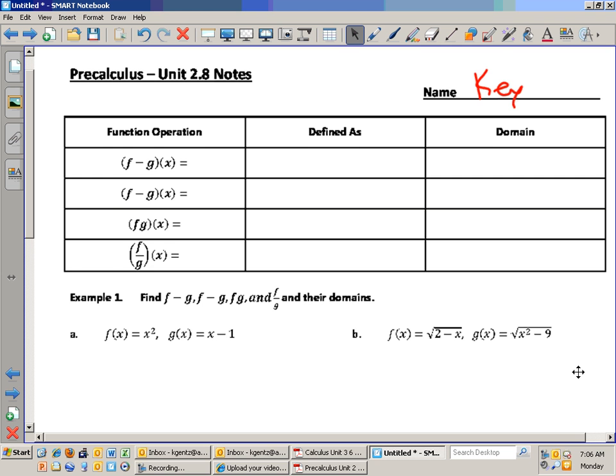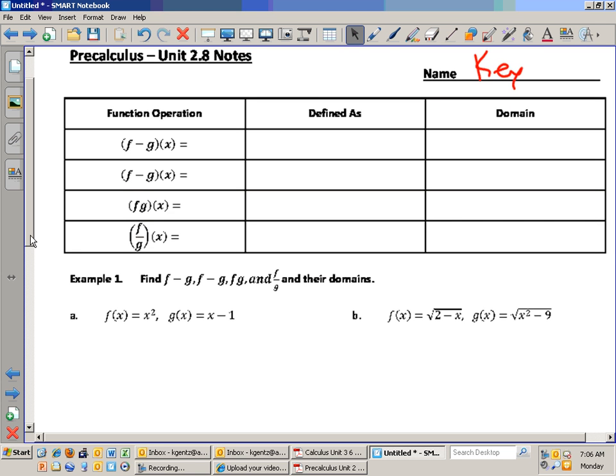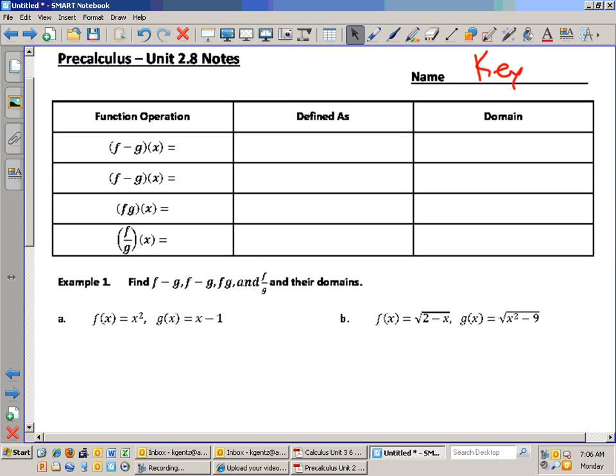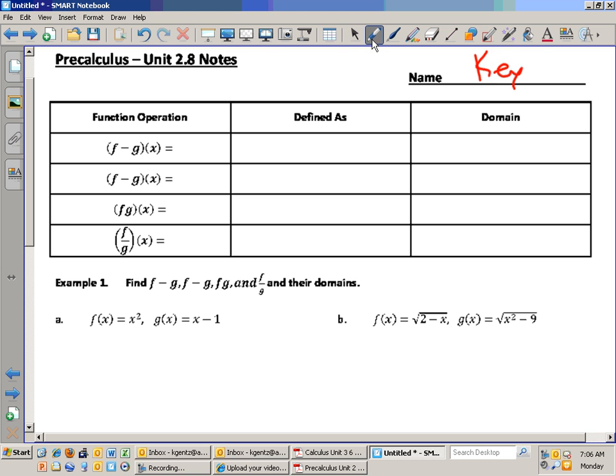If you have two functions that are subtracted, we define that as f of x, and we simply subtract g of x. The domain would be the domain of f intersected with the domain of g.